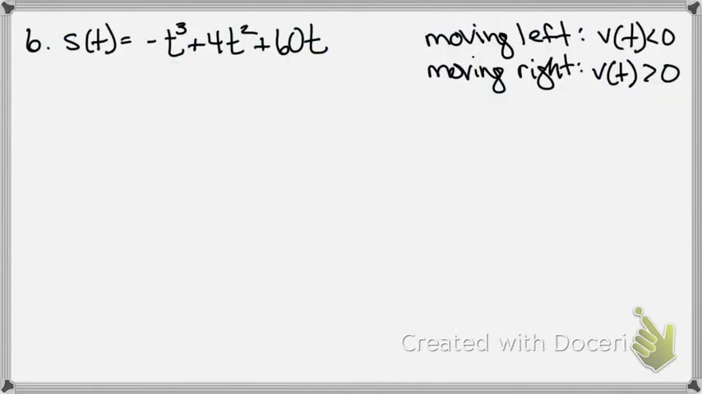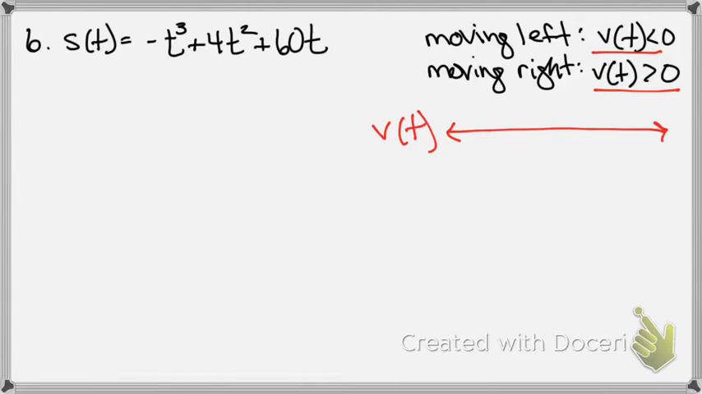Okay, number 6. This one asks you to find when the particle is moving left or right. Well, moving left means velocity negative, and moving right means velocity positive. And anytime we're looking for something positive or negative, we're comparing it to 0. You're looking at the sign. You need a sign chart. So make your velocity sign chart.